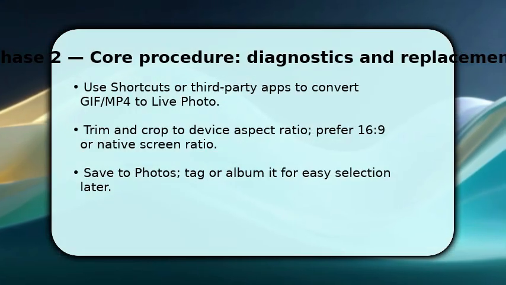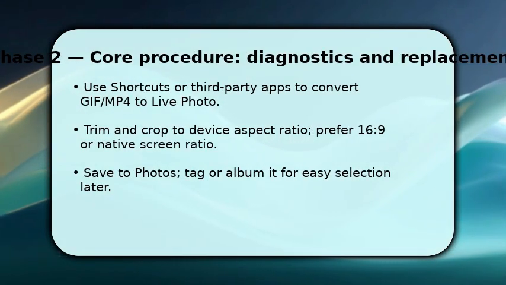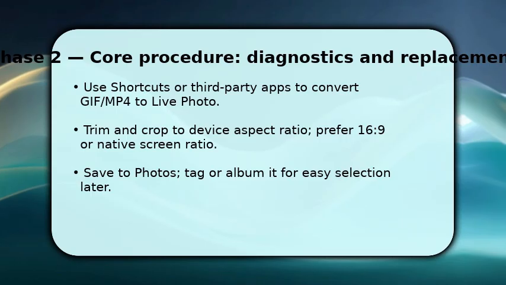Now you convert or create the animation. Use the Shortcuts app or a trusted converter to turn GIF or MP4 into a live photo. That's what the system accepts for animated lock screens.